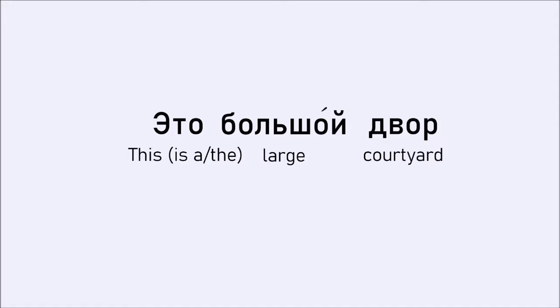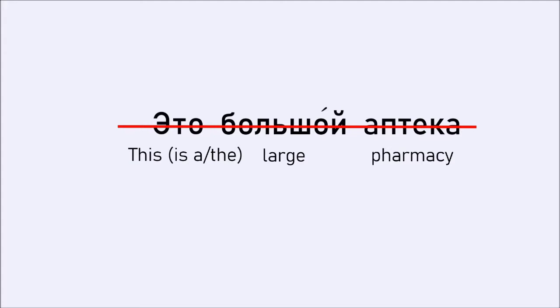Great. What about if we want to describe something else as large? Maybe not a courtyard, but something like this. Аптека. What does this mean? Yes, of course, it's a pharmacy, okay? But this does not work. We can't do that. That is wrong. Why? What's wrong? What's happened?